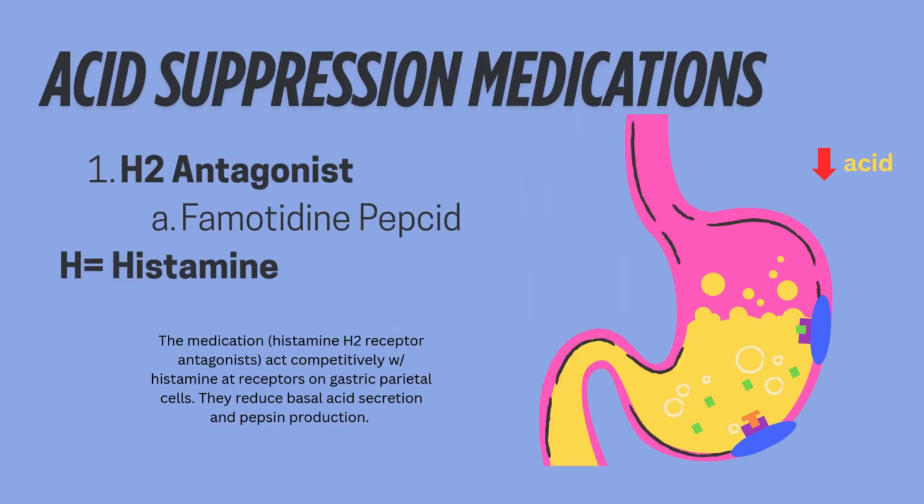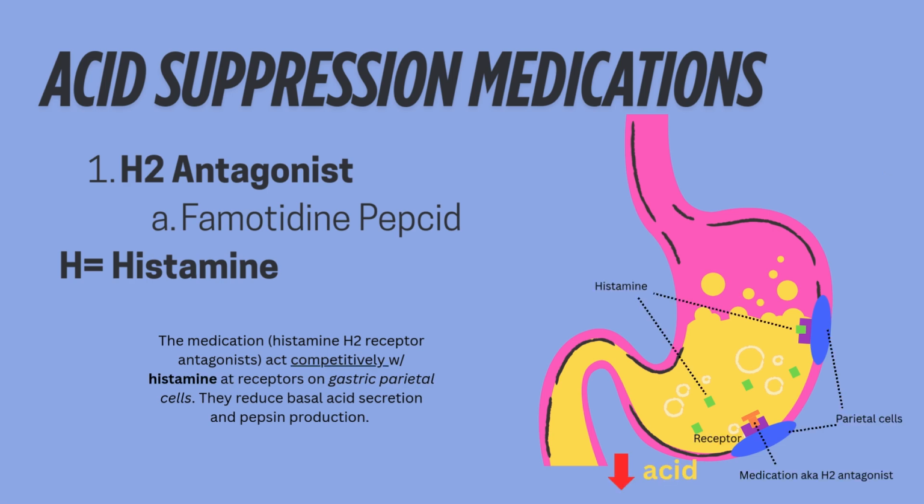So the H in H2 antagonists means histamine. This medication, which is a histamine H2 receptor antagonist, acts competitively with histamine at receptors on gastric parietal cells. They reduce basal acid secretion and pepsin production. So by blocking the H2 receptors on parietal cells in the gastric mucosa, famotidine decreases the production of gastric acid. This helps mitigate conditions like GERD and peptic ulcers.